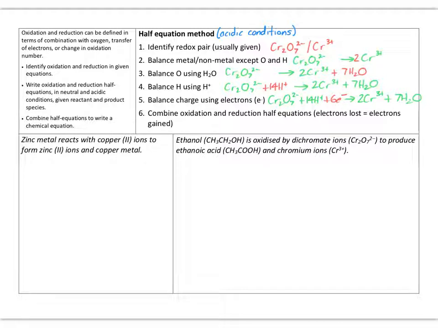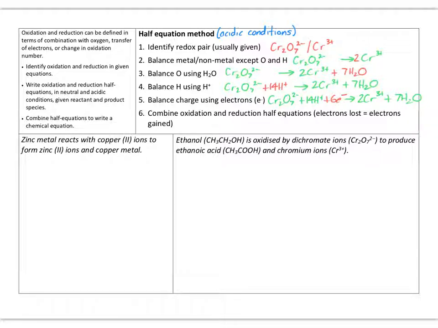But we need to combine an oxidation half equation with this reduction half equation such that the electrons lost equals the electrons gained. I'll go through that in a sec. So there's, I guess, the first 5 steps of the half equation method, and step 6 is turning them into a full equation. Let's have a go at doing a couple of simple examples here.